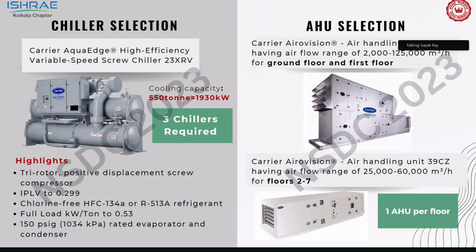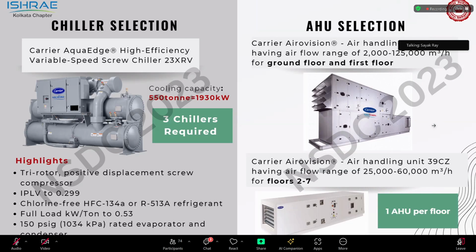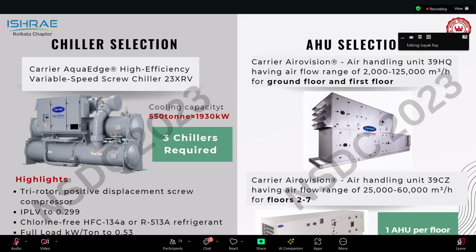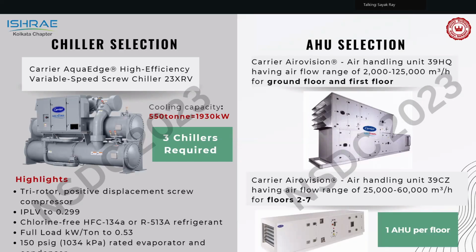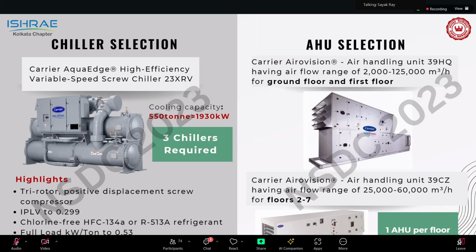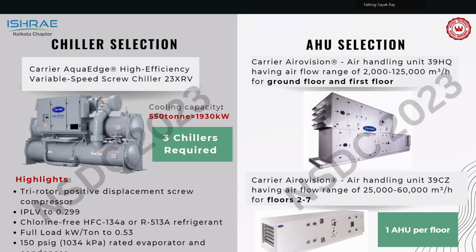And for AHU, we chose this one having an air handling capacity of 2,000 to 125,000 meter cube per hour for the ground floor and the first floor, and for floors 2 to 7, we used a smaller AHU. So how did we come up with the values that 2,000 to 125,000 meter cube per hour would be enough to maintain the floors? These values you can get from the HAP report.